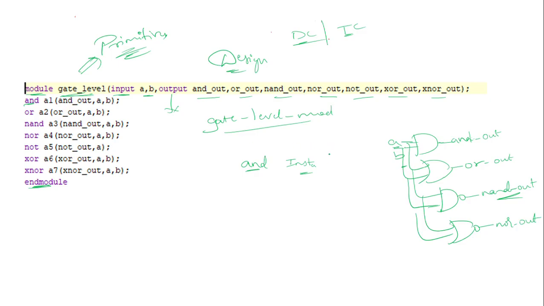Then our flow is that first we write the output followed by the inputs. So for the AND gate you can see and_out is our output.